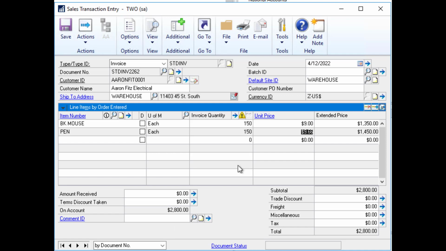The ability to use either volume pricing or tiered pricing is just another way RPM makes your work simpler and easier.